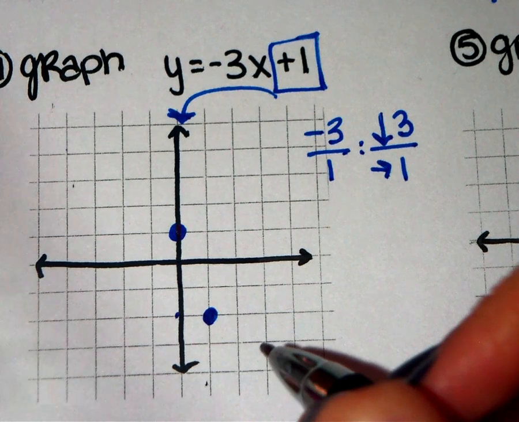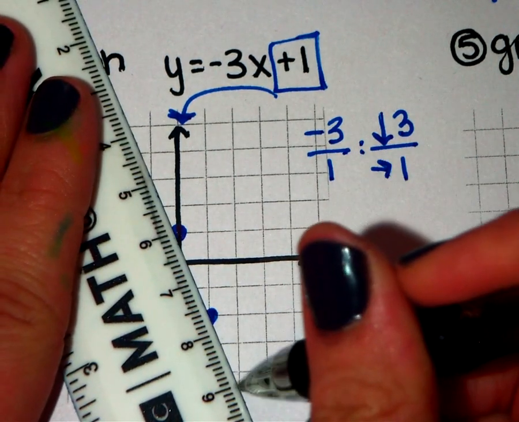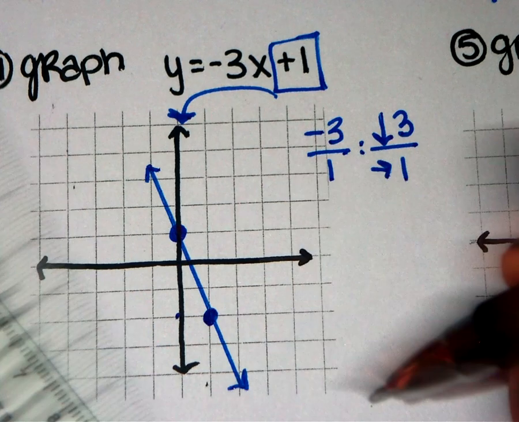Then I need a minimum of 2 points to make a line, so I'm going to go ahead and connect my 2 points to make a line.